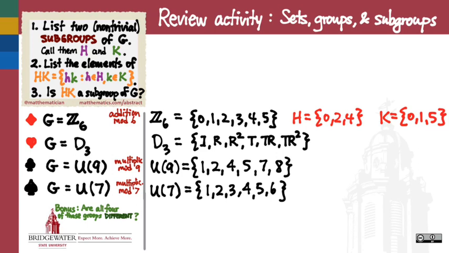Okay. Let's go to the D3 group. What were your two subgroups that you came up with? I, R squared. And I and T.